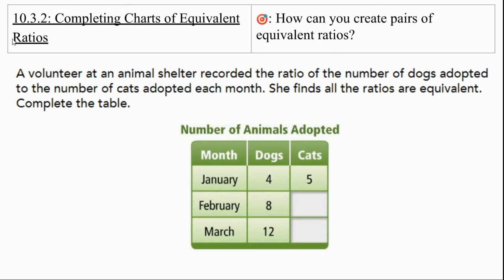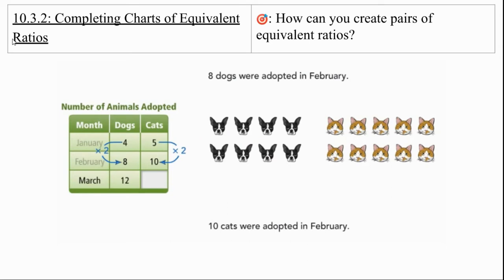So we have to use the relationship between the number of dogs in January and the number of dogs in February to be able to figure out the relationship between the cats in January and February. So what we do is we multiply, it's multiplication because when we go from 4 to 8, we're getting bigger, which means we're multiplying. So we're going to multiply both 4 and 5. 4 times 2 is 8, so we do 5 times 2 is 10. So in January, there was a ratio of 4 to 5 dogs to cats. And in February, it was 8 to 10.